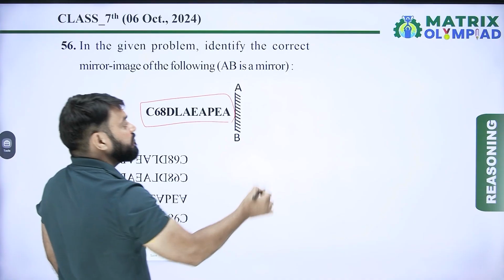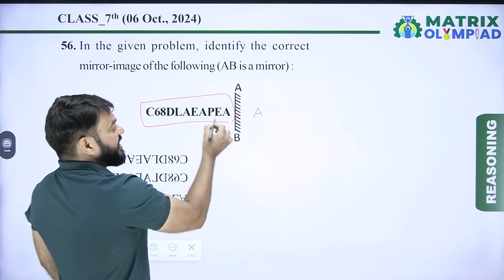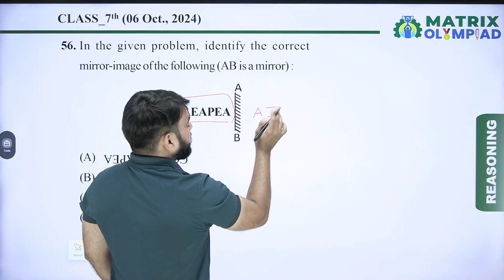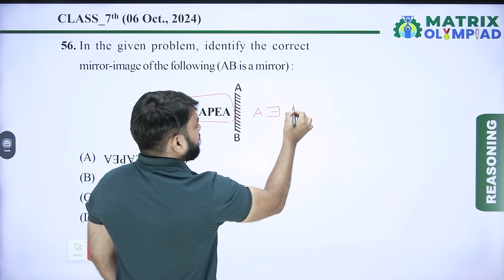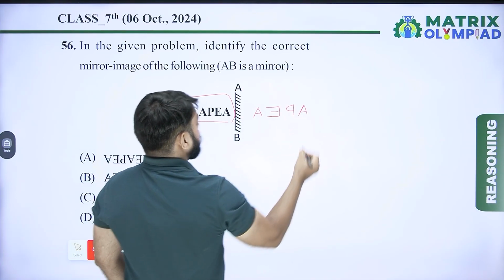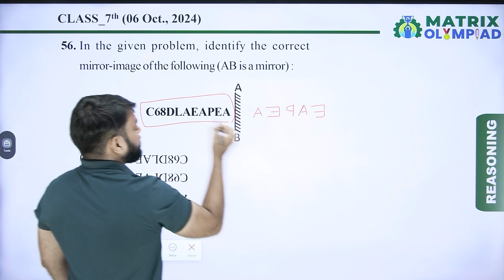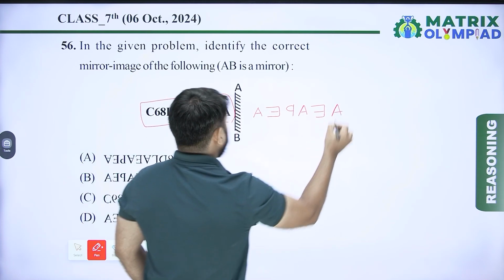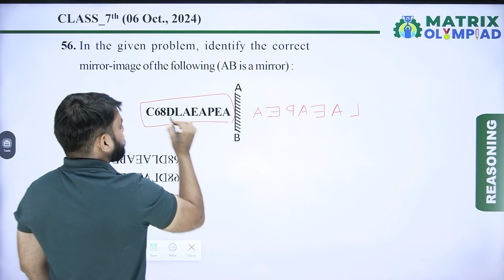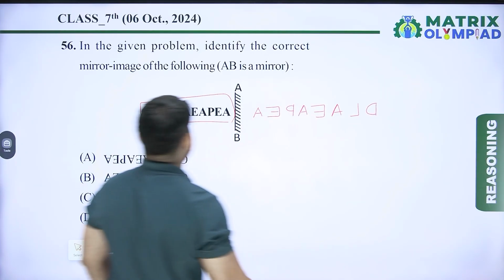So first find the mirror image of A. This is the mirror image of A. Now find the mirror image of E. This is the mirror image of E. Now find the mirror image of P. This is the mirror image of P. This is the mirror image of A. Again find the mirror image of E. Similarly find the mirror image of A. Next find the mirror image of L. Next find the mirror image of D. This is the mirror image of D.